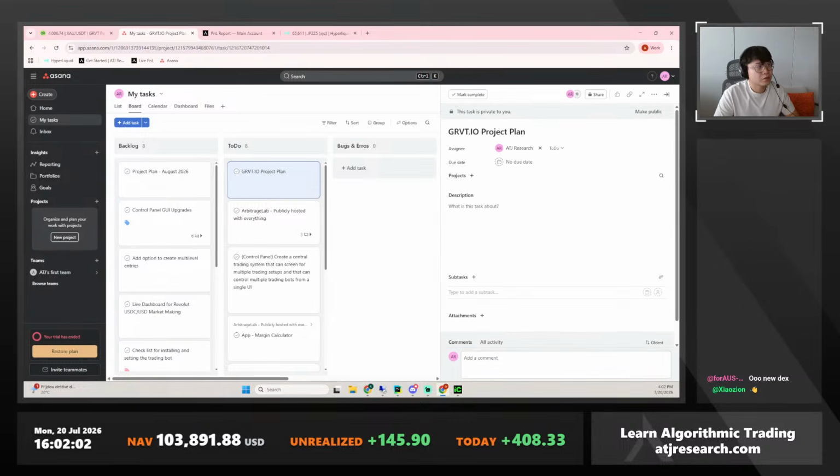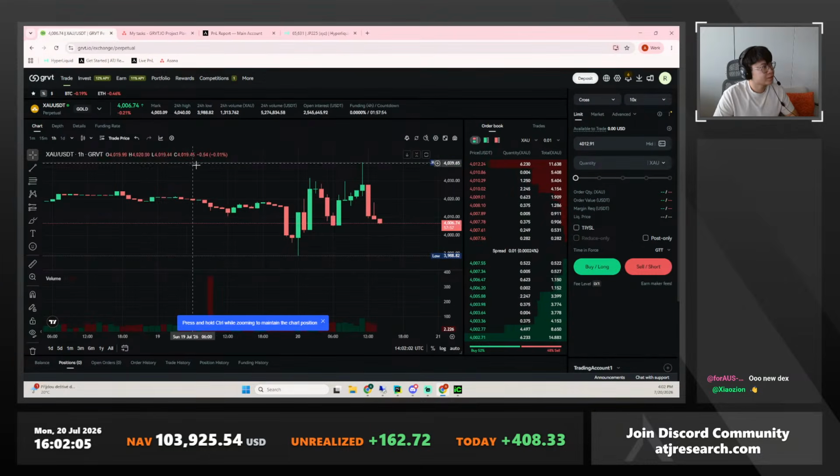The first thing we need to do is probably create an API key to extract the data from this exchange and see if there is some pricing inefficiency.